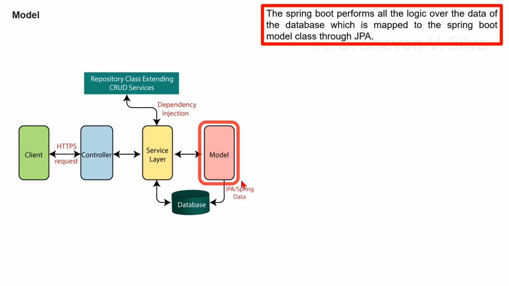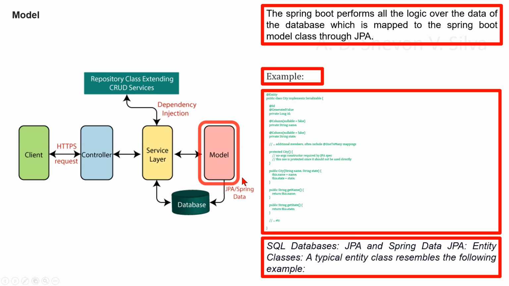Now we are considering the model. Spring Boot performs all logic over the data of the database, which is mapped to a Spring Boot model class through JPA. As an example, we can consider this one. Now we are considering entity classes in JPA and Spring Data JPA, in SQL databases. A typical entity class resembles the following example here.